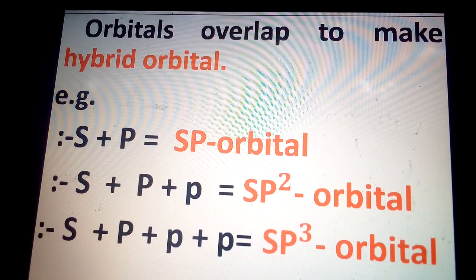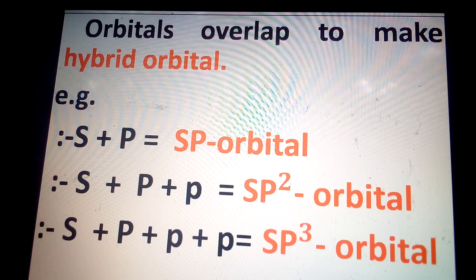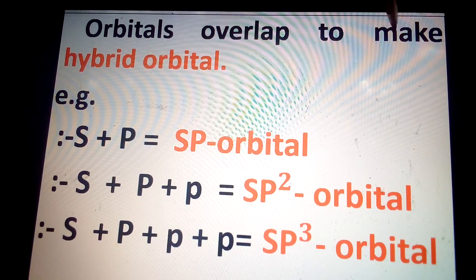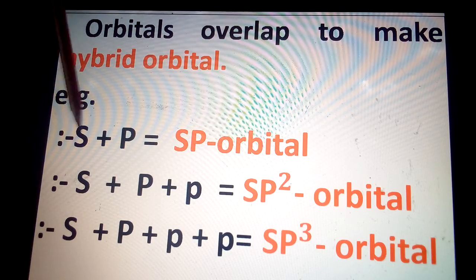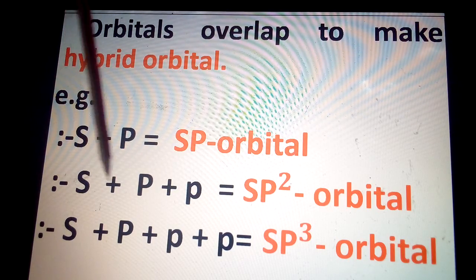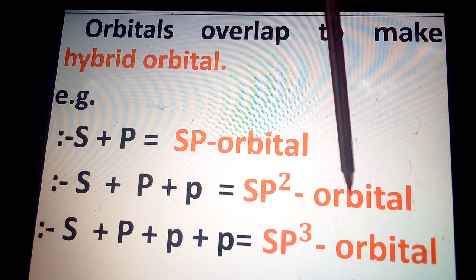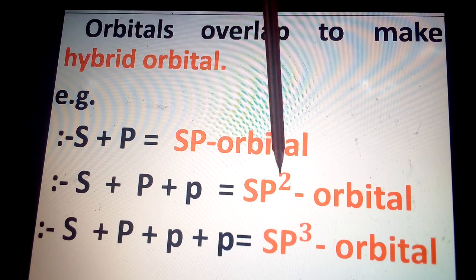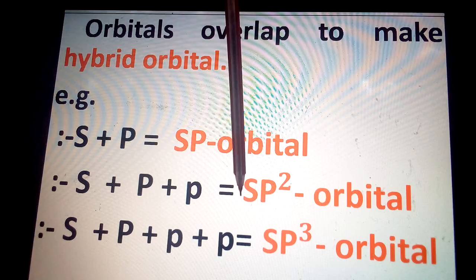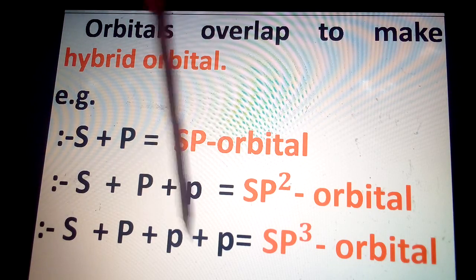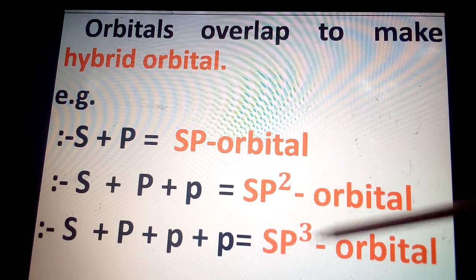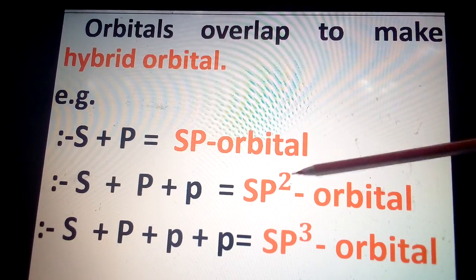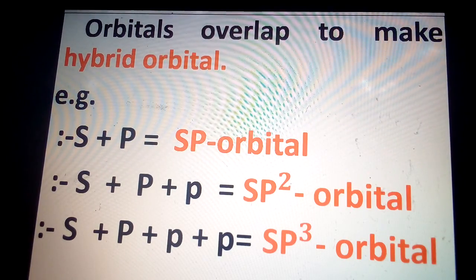Now let us proceed. Orbitals overlap to make hybrid orbitals. As I've told you, we mix the orbitals in order to form the hybrid orbital. If we take an s orbital and mix it with a p orbital, we shall form the sp orbital. If we take an s orbital and mix it with p squared, we shall get the sp2 orbital. p squared means two p orbitals were mixed with one s orbital. If we take one s orbital and mix it with three p orbitals, we shall get the sp3 orbital. These orbitals formed are called hybrid orbitals because they are the orbitals obtained after mixing.